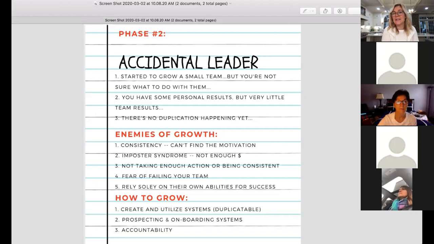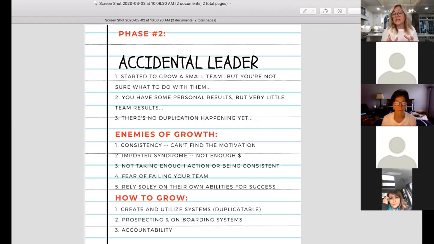So you have had some personal results, but your team's not there yet. And the real determining factor is, is there duplication on your team? If you're like, no, not really, I've got distributors, but they haven't started attracting distributors yet, then you're probably in this accidental leader phase. So what we want to do is identify what things are going to be difficult at this stage in the game, and then how do we move beyond that to the next level?